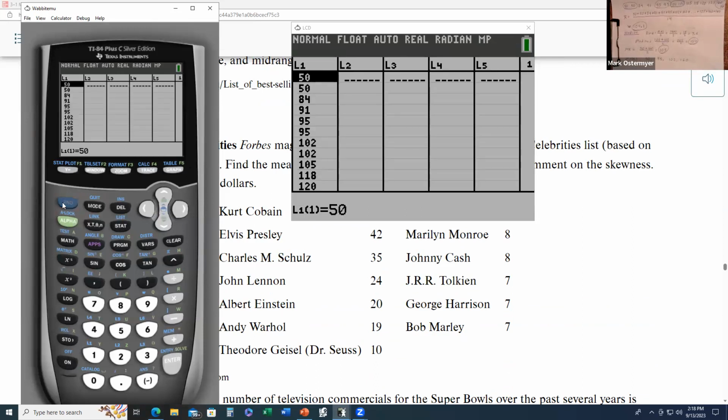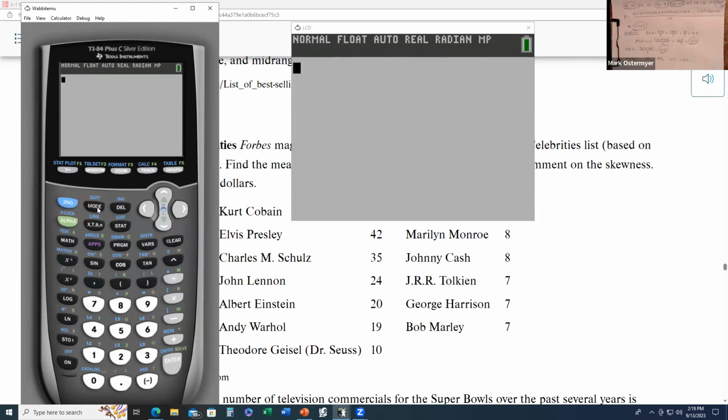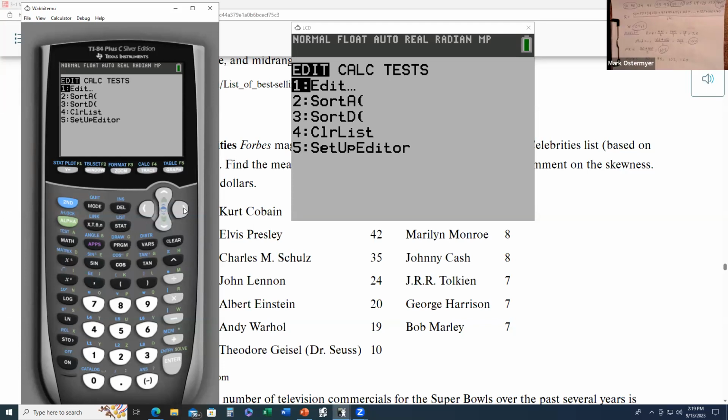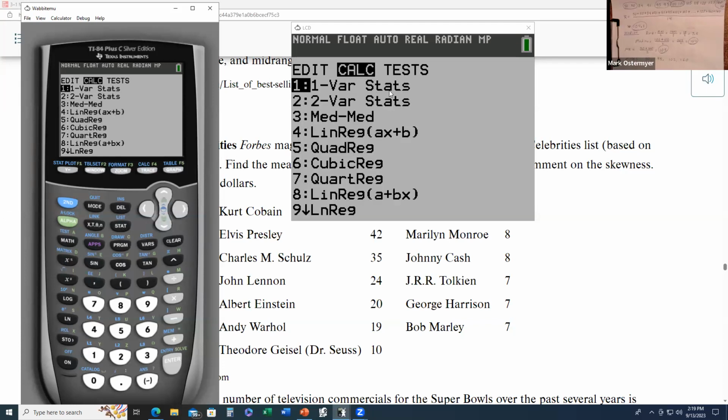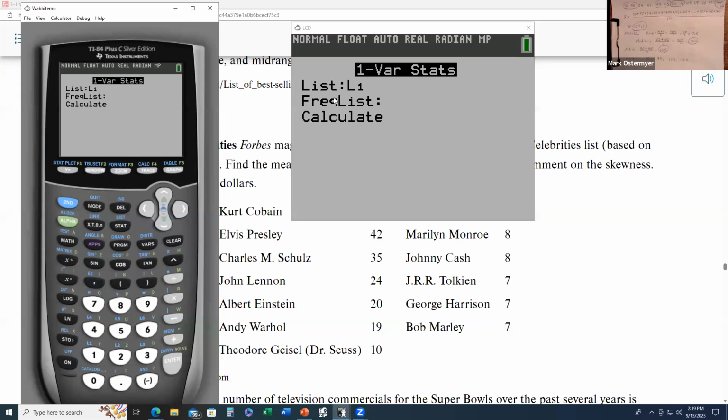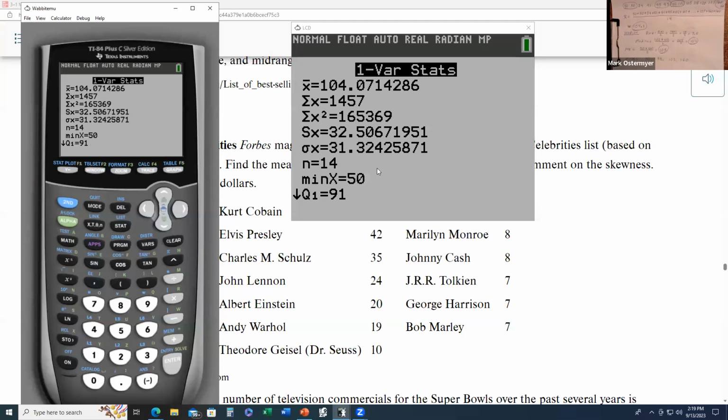And once your data is in a list, and it doesn't matter if it's sorted or unsorted, you go back to Stat. You go over to your Calculate mode, and you stay on 1-Var Stats. This is short for one variable statistics. Hit Enter. So Stat, Calculate, 1-Var Stats, hit Enter. My data is in list 1. Make sure you got the appropriate list. Leave the frequency list blank. Go down to Calculate, hit Enter, and all of the descriptive statistics for that entire list of data are computed.